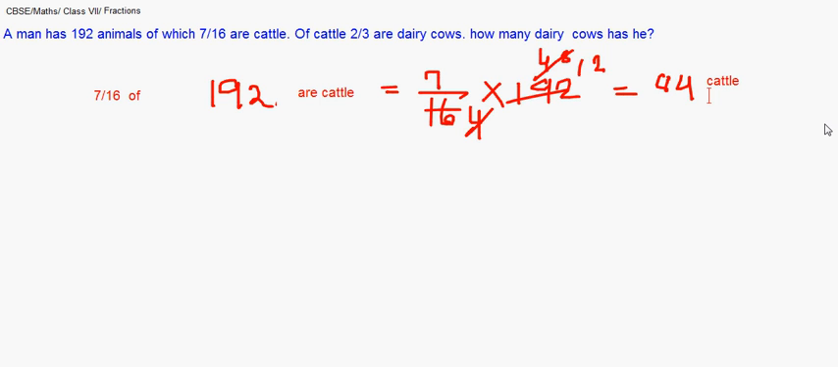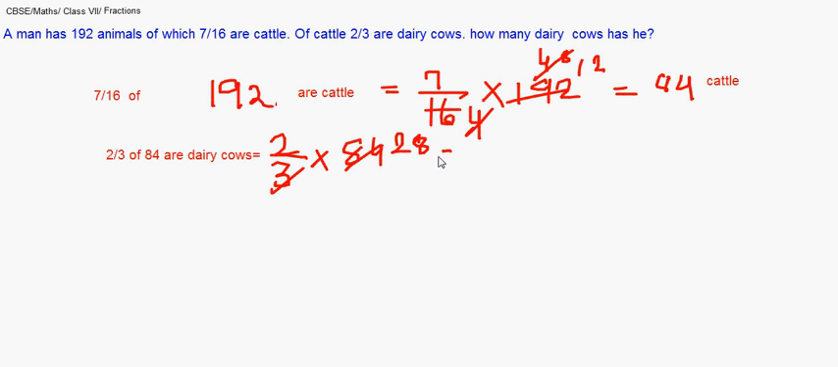Now out of these 84, 2 by 3 are dairy cows. So I'll write 2 by 3 of 84 are dairy cows. So we find how many cows he had. It is 2 by 3 of 84. Now 84 is divisible by 3, so that's giving us 28, and 28 into 2 is 56. So he had 56 cows. That's one question.